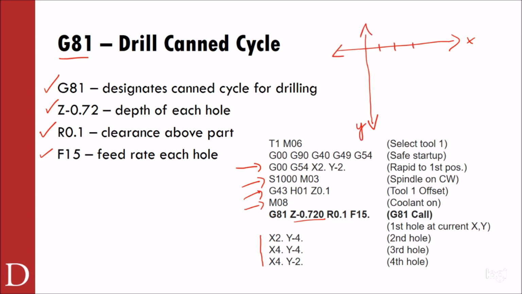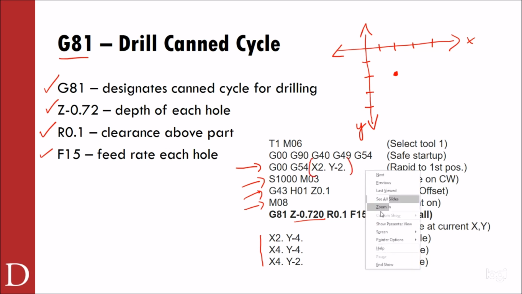So 1, 2, 3, and 4. So that first hole is going to be at X2, Y negative 2. This would be the location of my first hole. Now I actually called that out way up here, didn't I? That's where I actually called out that first hole.